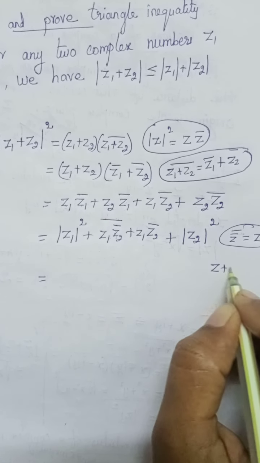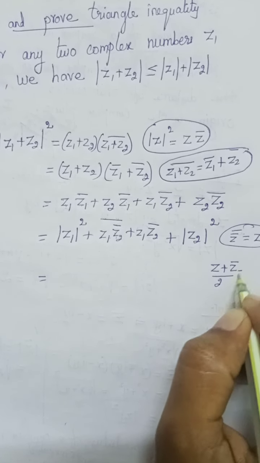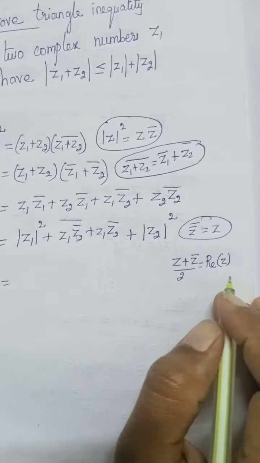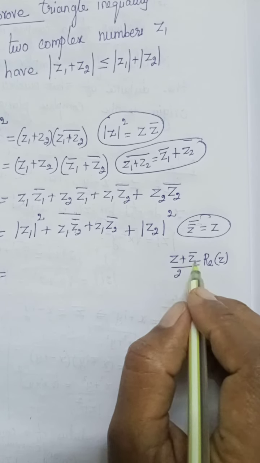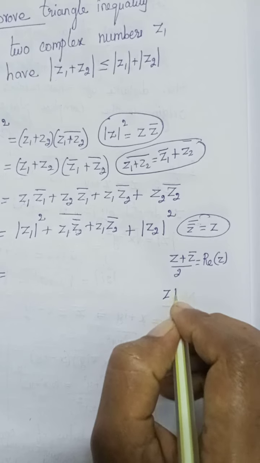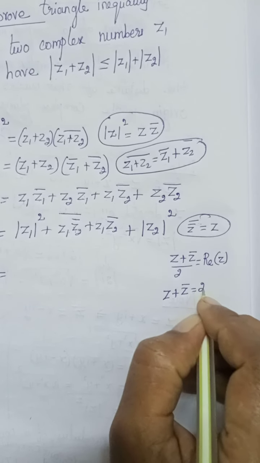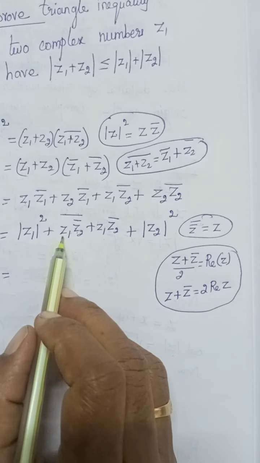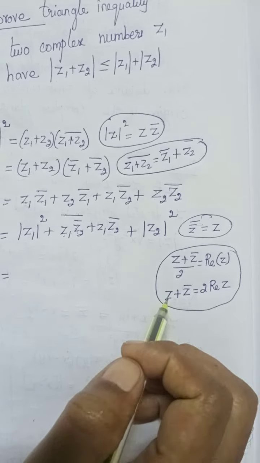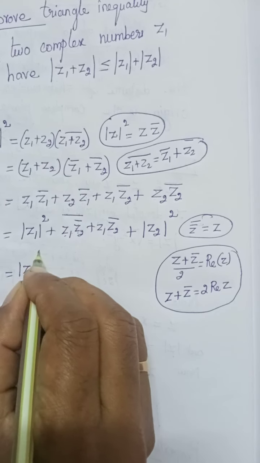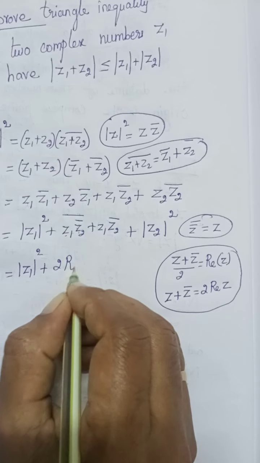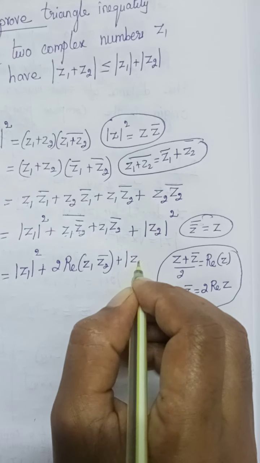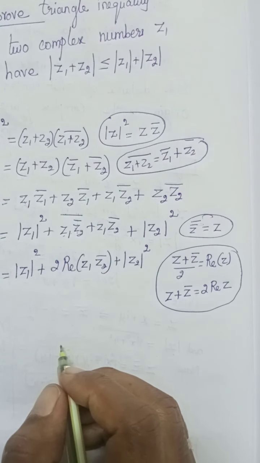Z plus Z bar by 2 is equal to the real part of Z. This we proved in the last exercise: real part of Z is equal to Z plus Z bar by 2. So from this, Z plus Z bar is equal to 2 into the real part of Z. Now, considering Z1 into Z2 bar as Z, we get modulus Z1 the whole square plus 2 into the real part of Z1 Z2 bar plus modulus Z2 the whole square. Is that clear?